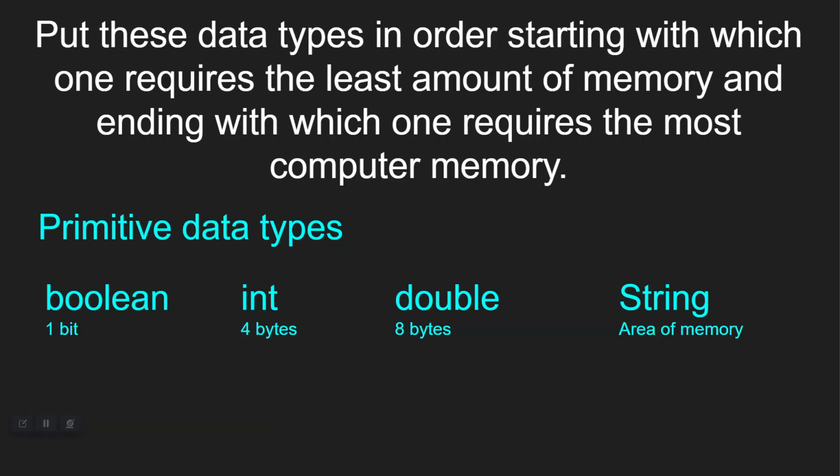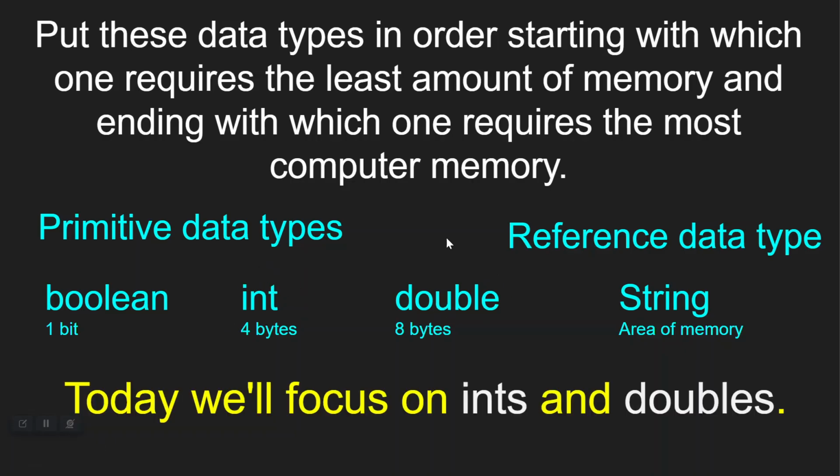Then there's also strings. Now, strings don't require a fixed amount of memory. They require an entire area of memory, and that's because those are reference data types. One of the reasons why we have the capital letter S on String is because it's a reference data type, not a primitive data type, which we write with all lowercase letters. So there you go, just a quick little review of memory and data types. And this is going to be important because in this lesson we're going to be particularly concerned with ints and doubles. So let's go ahead and jump in with those 2 data types.